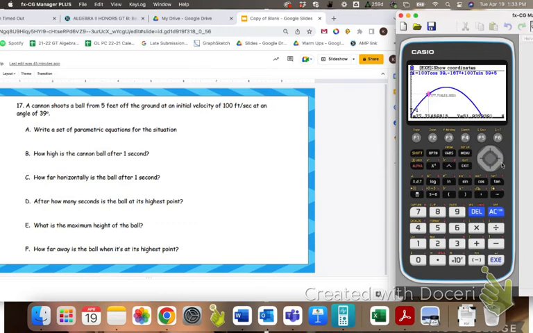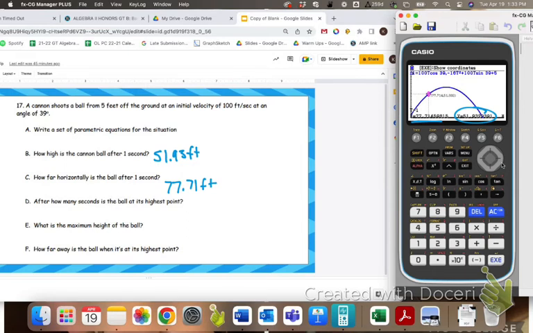All right, so when t equals 1, it gives me the horizontal and the vertical distance. So how high is it? That's the y. The y after 1 second, when t is 1, is 51.93 feet. The horizontal, the x, that's going to be 77.71 feet.